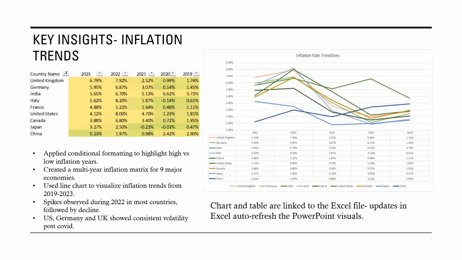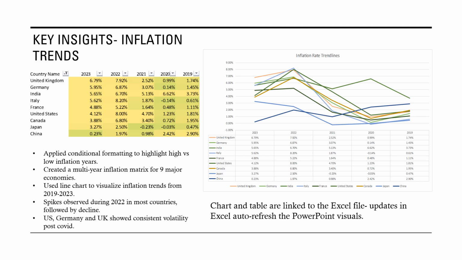The next slide is key insights on inflation trends. Off to the left, we'll see a table with conditional formatting, and off to the right, we'll see the inflation rate trend lines chart that was created by me. I applied conditional formatting to highlight high versus low inflation years, created a multi-year inflation matrix for 9 major economies, and used a line chart to visualize inflation trends from 2019 to 2023.